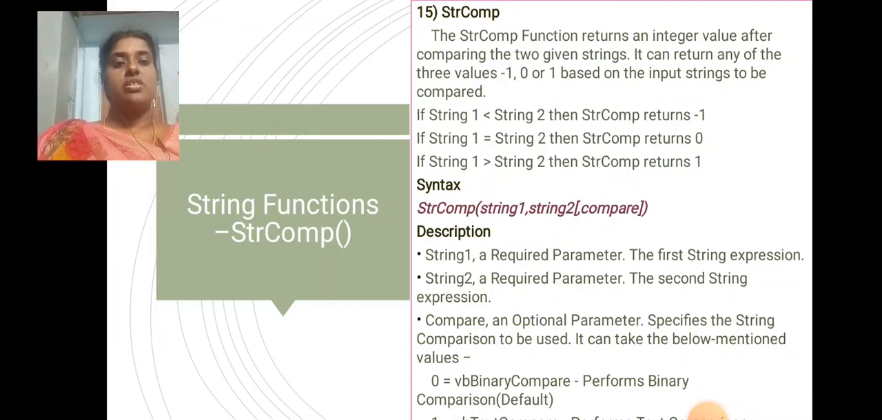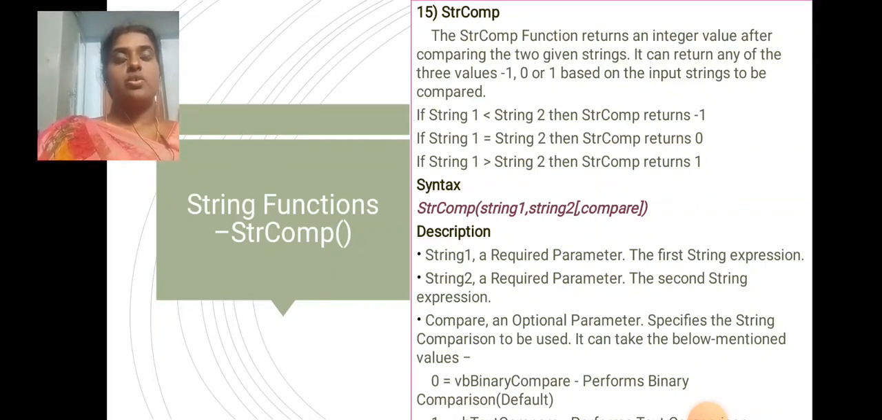The next function is string comparison, which is used to compare two strings. If string 1 is less than string 2, it will return the value -1. If string 1 is equal to string 2, it will return 0. If string 1 is greater than string 2, the output will be +1. The syntax of string compare is StrComp of string 1, string 2, compare.